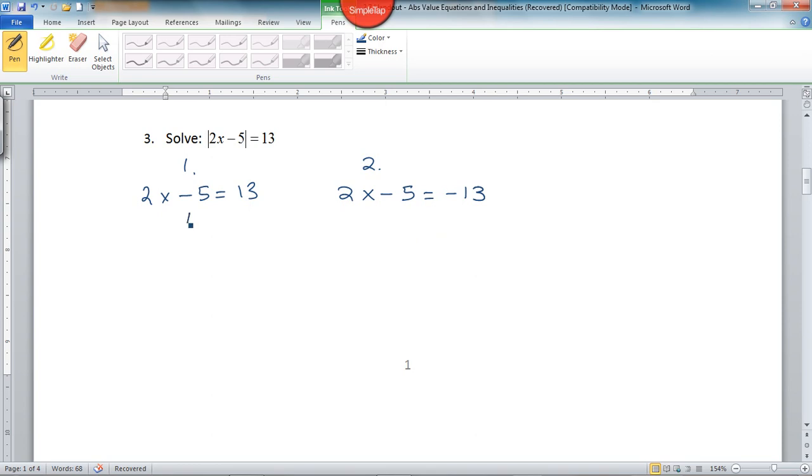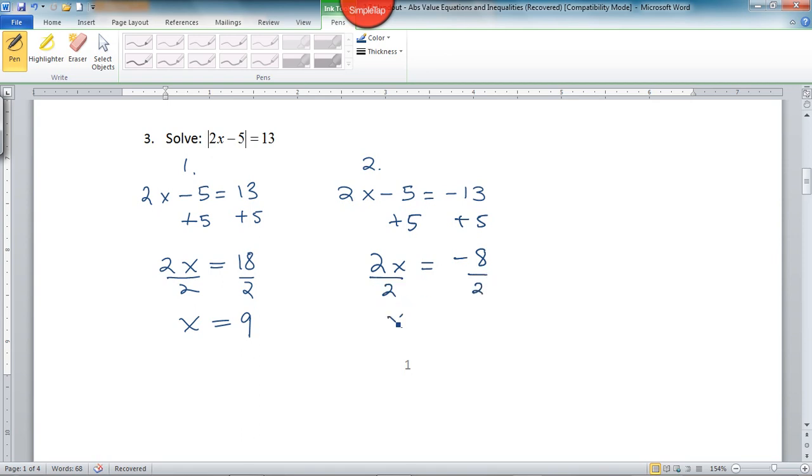So we solve this one. You add the 5, so we have 2x equals 18. Divide by the 2, and we've got x equals 9. On the other side, we've got 2x minus 5, so we add 5 again, and that'll get us 2x. Now negative 13 plus 5 is negative 8, and we divide off the 2, and we've got x equals negative 4. So our two answers are 9 and negative 4.